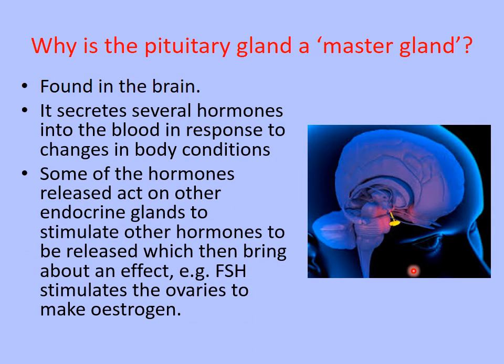But the major reason is the fact that some of these hormones that are released actually act on other endocrine glands and cause other hormones to be released. So they're controlling the action of other endocrine glands, so they're in overall control. For example, FSH, follicle stimulating hormone, will travel from the brain in the blood to the ovaries, and there it causes the ovaries to make estrogen. Right, you need to make notes on this slide, please, so pause the video.